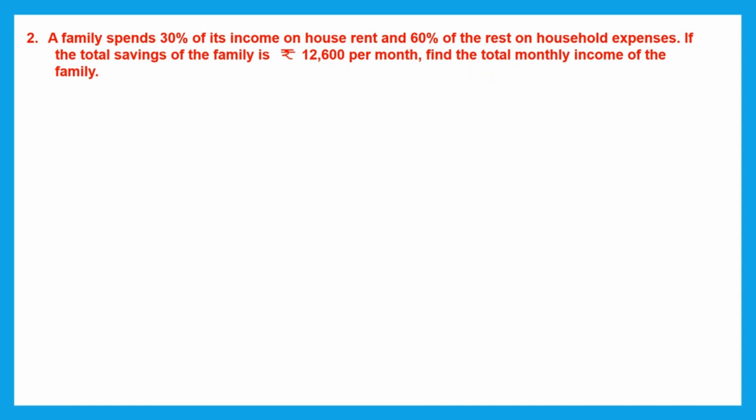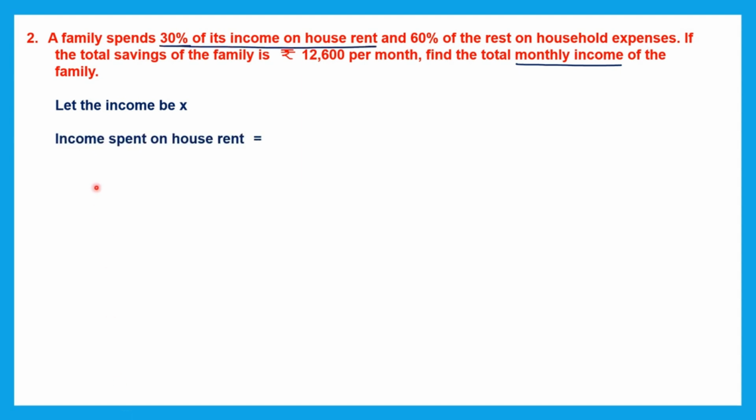So what are we asked to find? The monthly income of the family. So let's begin by saying let the income be X. Now let's write what's given to us. Here what's given? The 30% of its income is spent on house rent. So we are going to find out what is the income spent on house rent. It's 30%. So that is 30% of X.